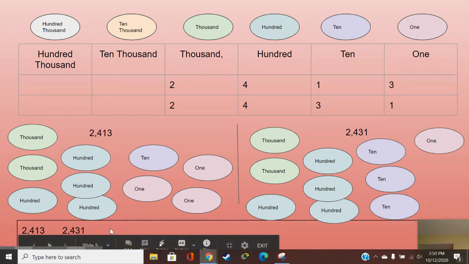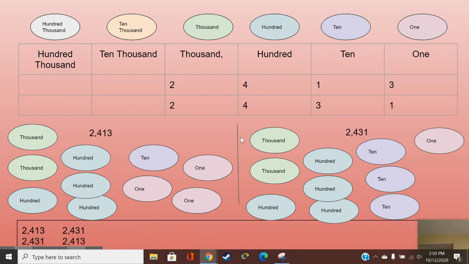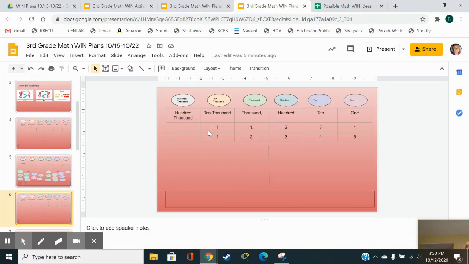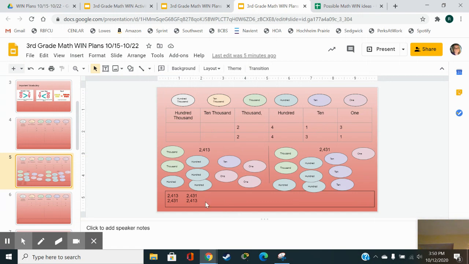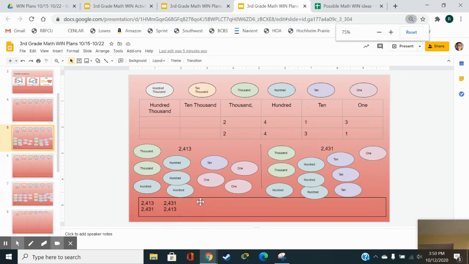Now down here, you're able to see I've started typing the inequality. So I'm going to come out of present mode for a minute, and we're going to actually fill in our inequality statement. So I am going to look at this part down here at the bottom. So 2,413, here's that first number, and I want to compare it to 2,431.